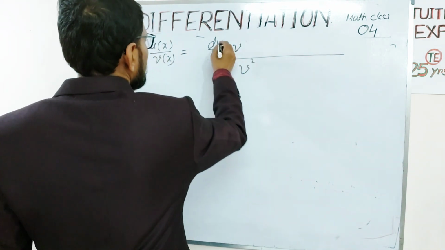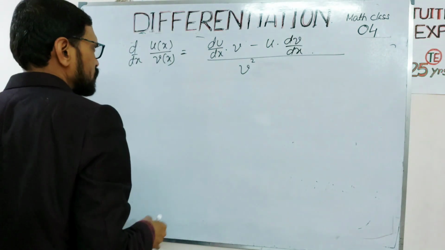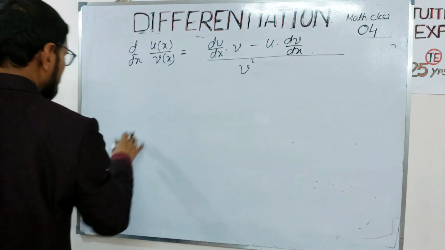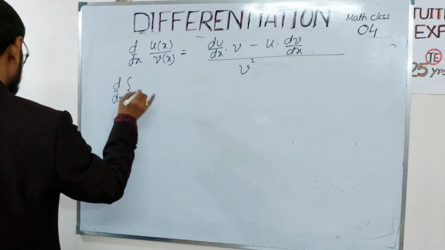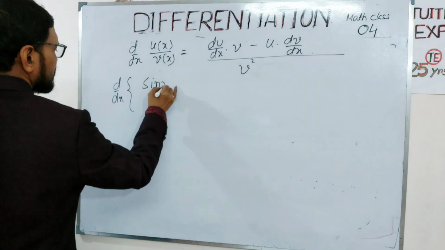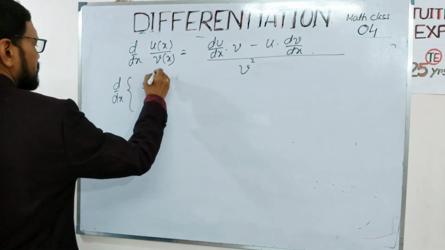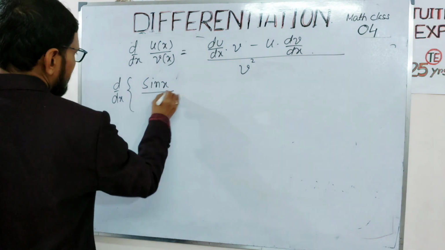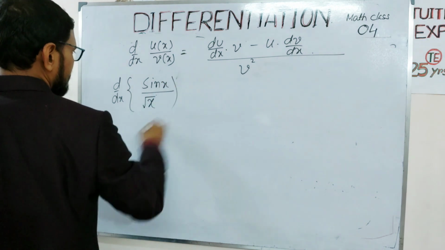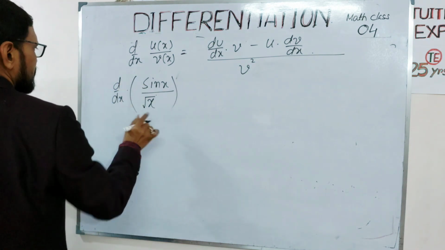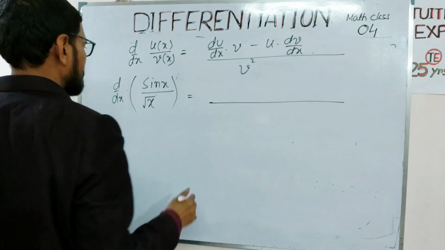Only v square, du by dx into v minus u into dv by dx, by v square. Using this formula, find the derivative of this function. Suppose y equal to sin x by root over x. So this is u, this is v. So we can use the formula, this is u, this is v.